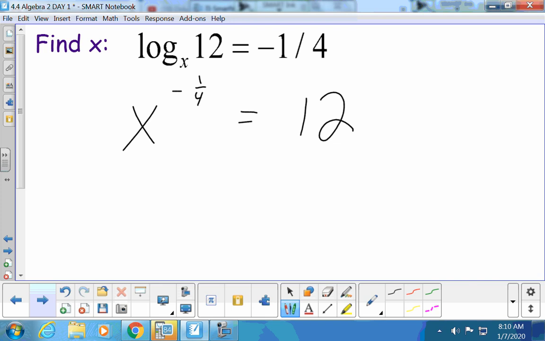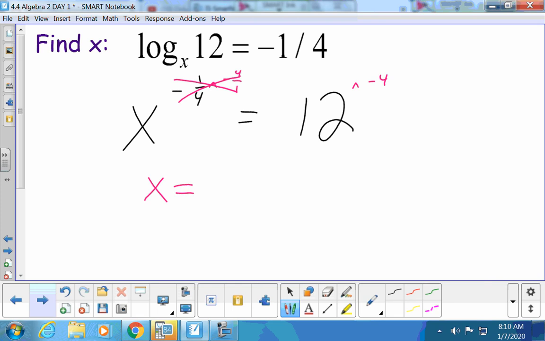It has been a while since we've solved something like this, but we have solved something like this this school year. You guys remember? Where's my scholars with the really good memory? What can we do to both sides to solve for x? Do you remember, Lauren? No? Tyler, you remember? Reciprocal. Yes, we're going to take both sides to the reciprocal power. So we're going to take both sides to the negative 4 over 1 power. So 12 to the negative 4th power.